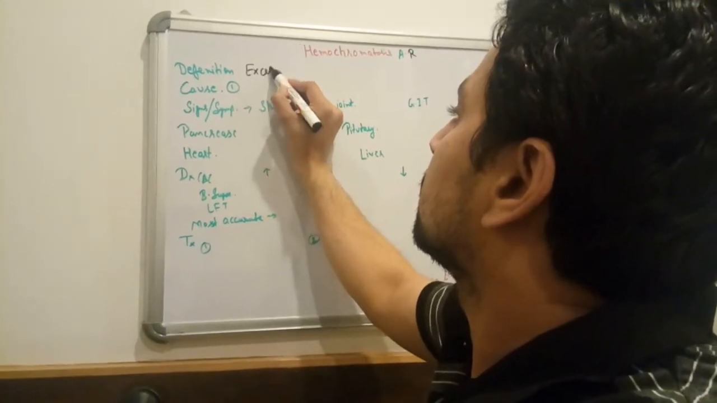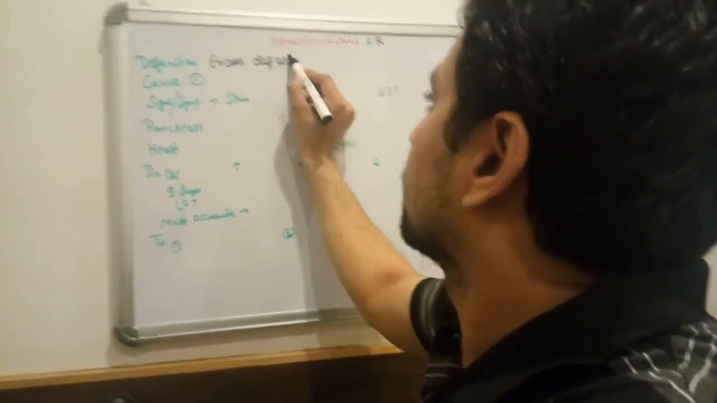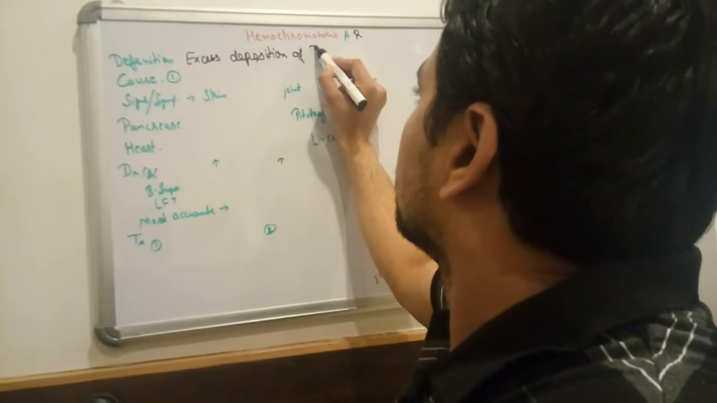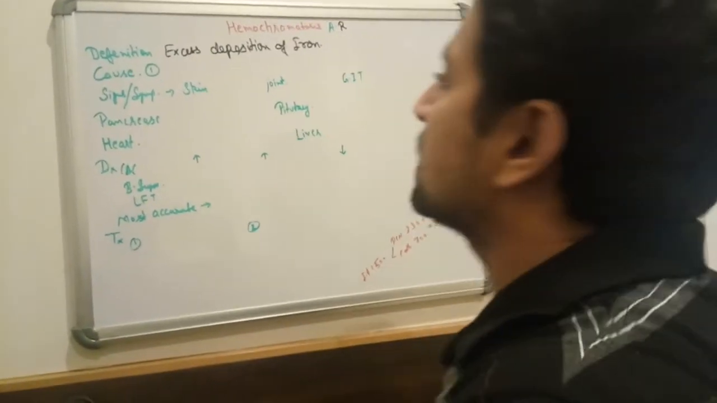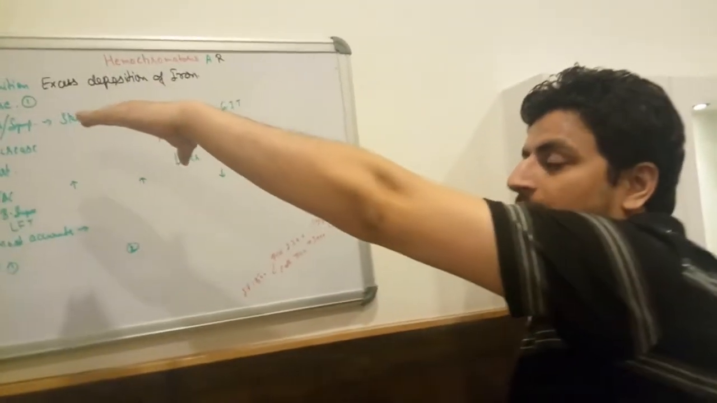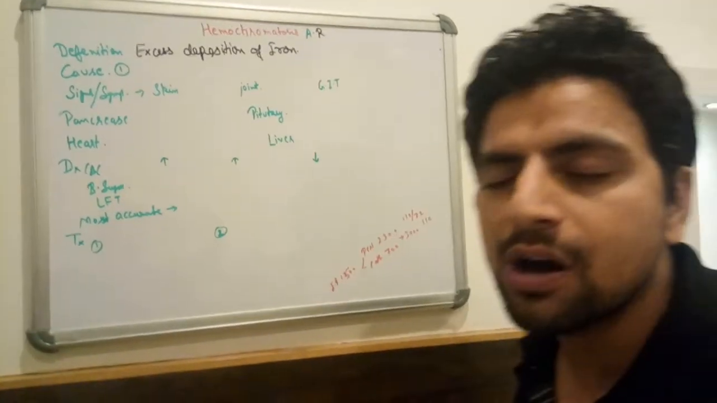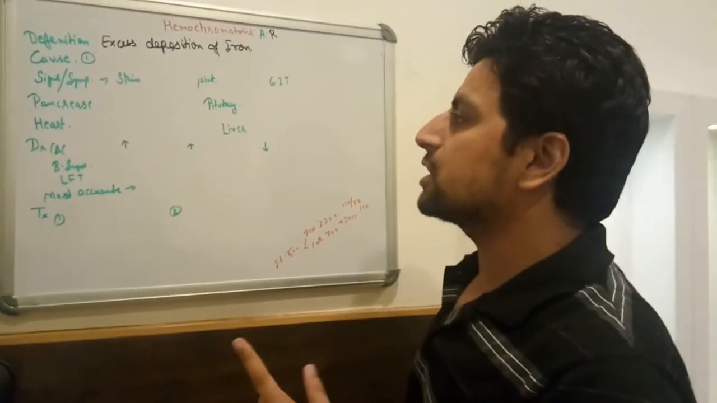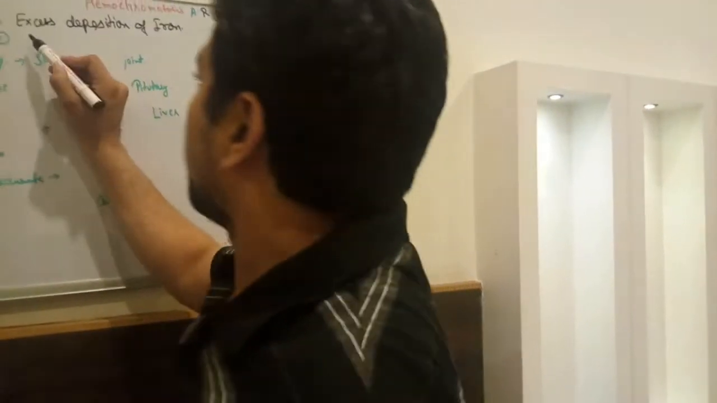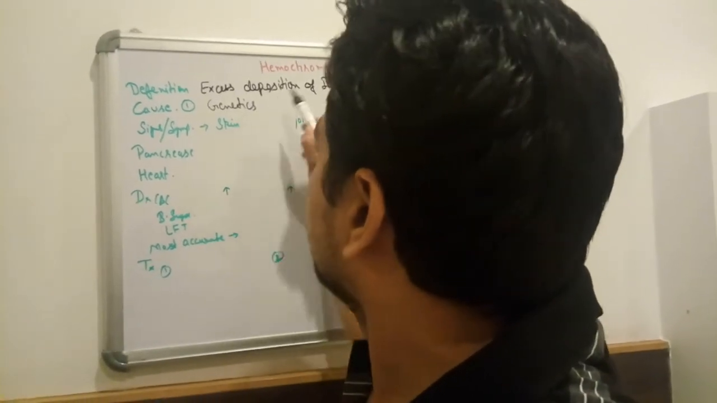Excess deposition of iron, so this is known as hemochromatosis. Second, we are going to know what kind of causes. There are so many causes, but the most common cause is genetical, heterogeneous.